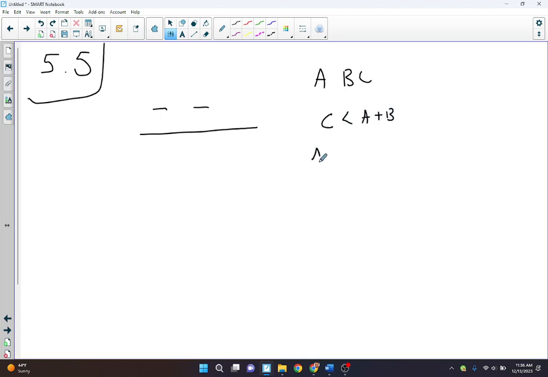Another way to think of it: A plus B, the two small ones, have to be bigger than the largest one, which is C. It has to be larger. Equal to does not work. If you had an equal to, what would occur, let's say these two are equal.